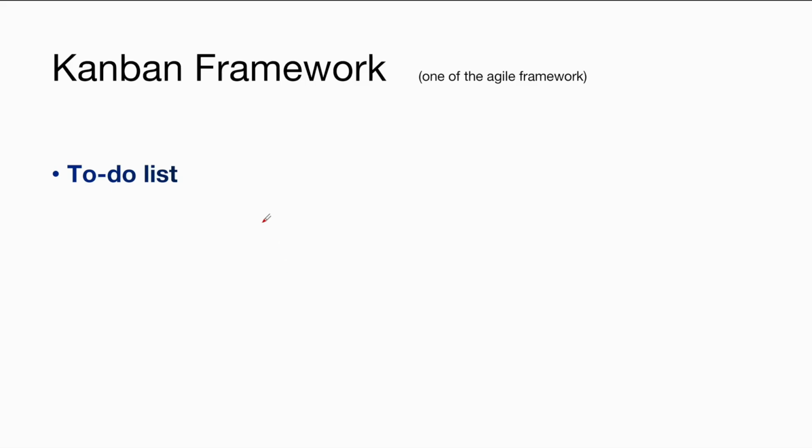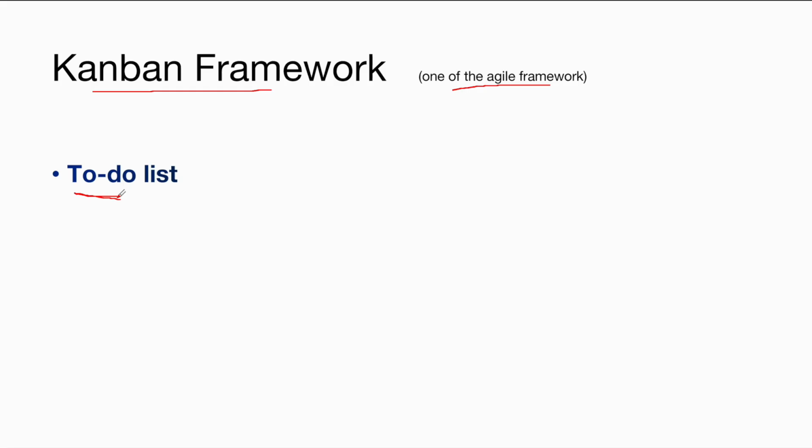Hello, welcome. In this lecture, let us discuss the Kanban framework. It is one of the frameworks in Agile, just like the Scrum framework that we have discussed earlier. You can think of Kanban as a to-do list that you use to stay organized, not just for yourself, but for the whole team. It helps teams manage their work in a simple visual way so that they can track what tasks need to be done, what is in progress, and what is finished.